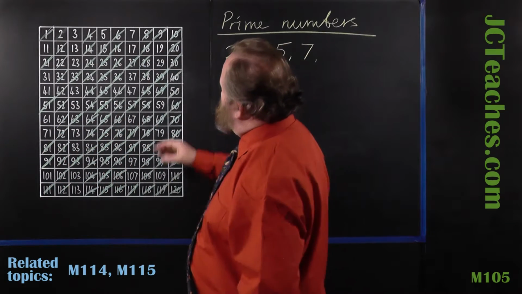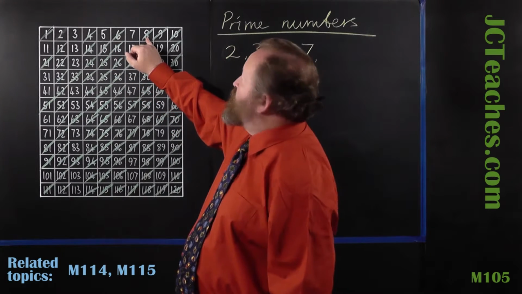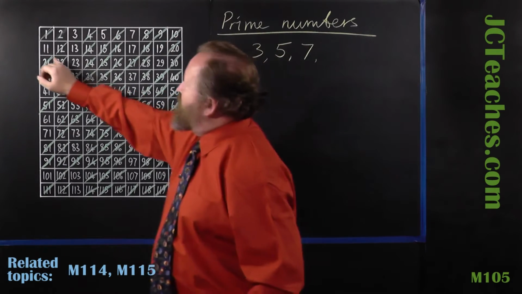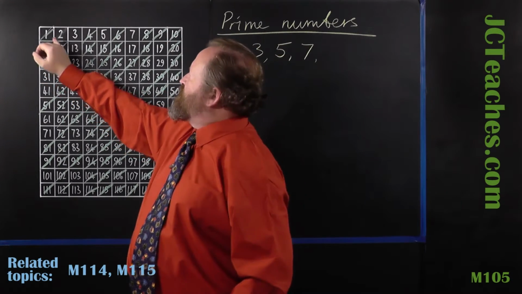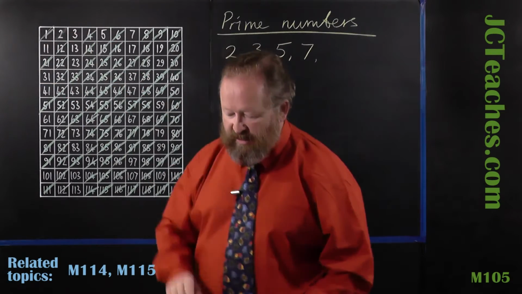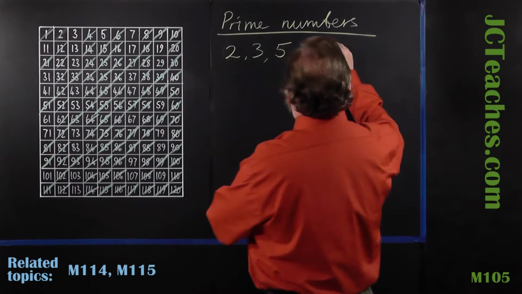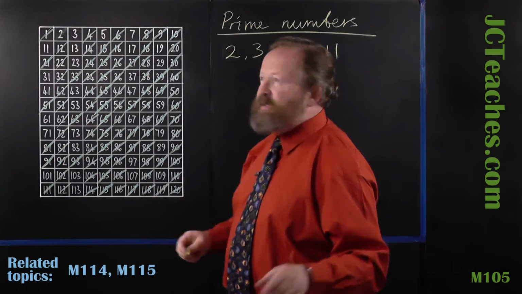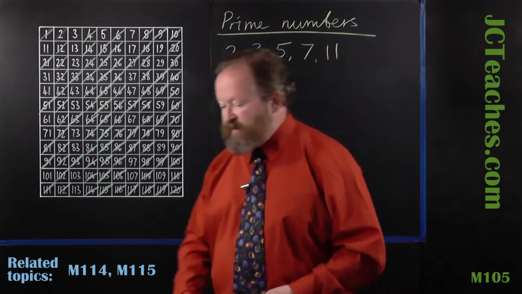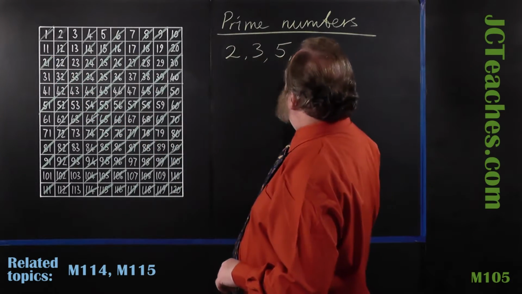Then is 8 a prime number? No, it's not. Is 9 a prime number? No, it's not. Is 10? No, it's not. 11. Does 11 have any factors up here? No, it doesn't. So 11 is our next one. Believe it or not, we're coming to the end. I know we've only got along the first row, but this quickly resolves itself, you'll find. Because 11, okay, 11 is indeed a prime number.